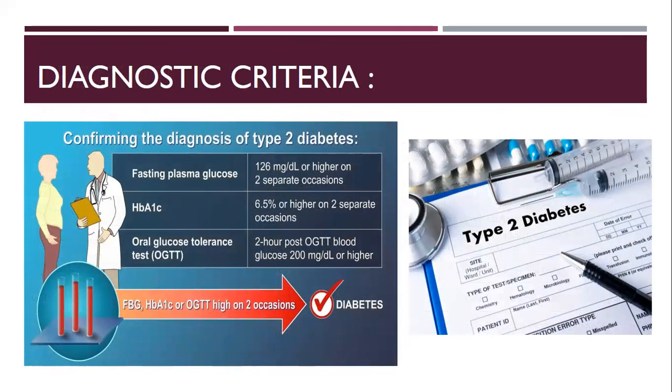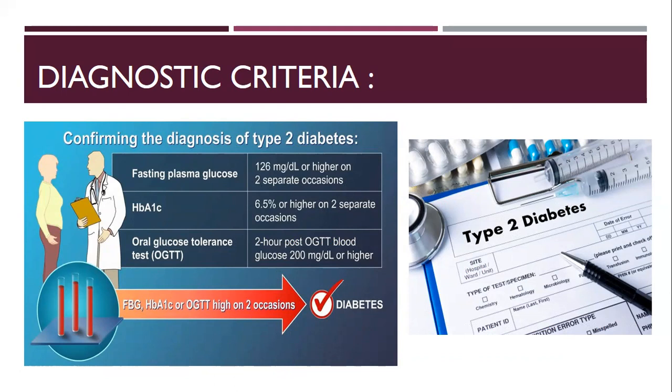Now let us see the diagnostic criteria of diabetes type 2. How will it be confirmed that a patient is suffering from diabetes type 2? If the fasting plasma glucose level is 126 mg per deciliter or higher, and if HbA1c levels are 6.5 or higher, then it confirms the diabetes.